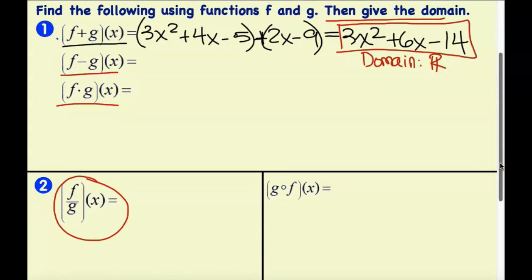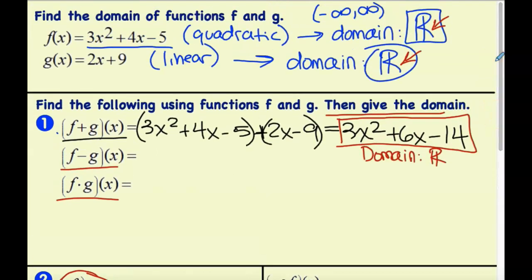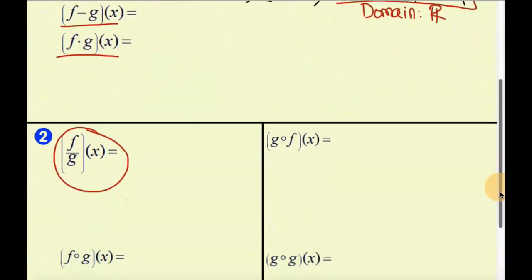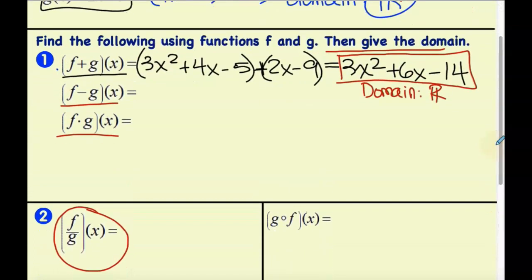So first thing we would do is look at these two functions, quadratic right there, linear there, and the domain is all real numbers for both. So we always want to pay attention to that, how the domain works. So when you add these two functions, you're basically just adding like terms.